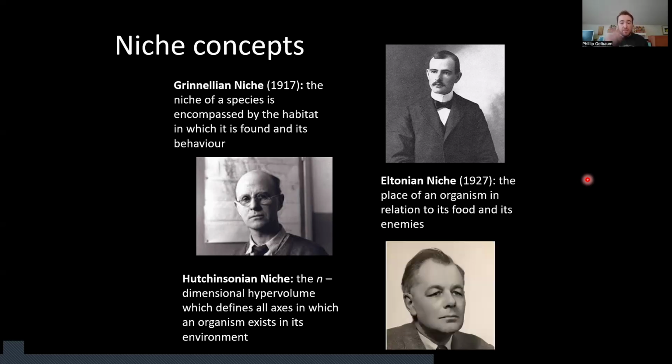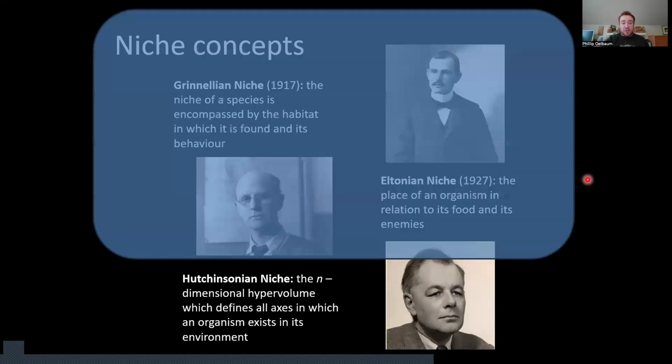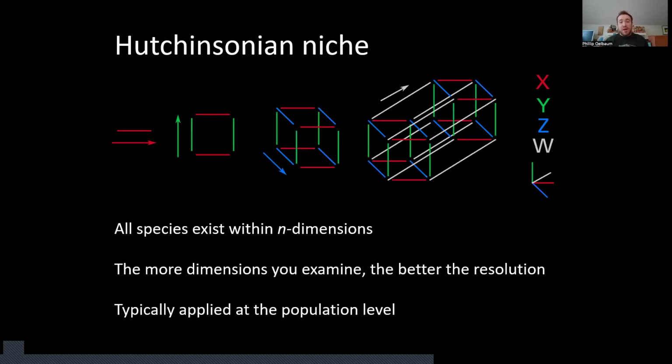Building on this trophic structure idea, how organisms interact with each other rather than with their environment. Which then brings us to Hutchinson, in 1957. And this is still the current understanding of what an ecological niche is. The Hutchinsonian niche is defined as the n-dimensional hypervolume, which defines all axes in which an organism exists in its environment. So that's a bit jargony. What is an n-dimensional hypervolume?